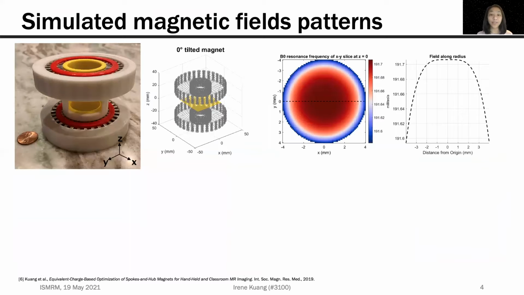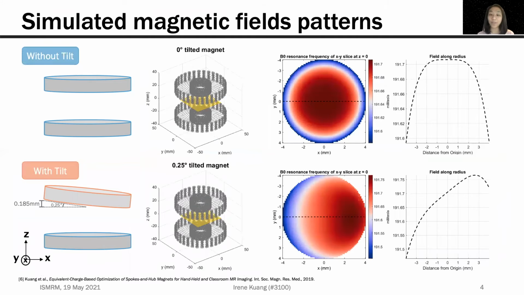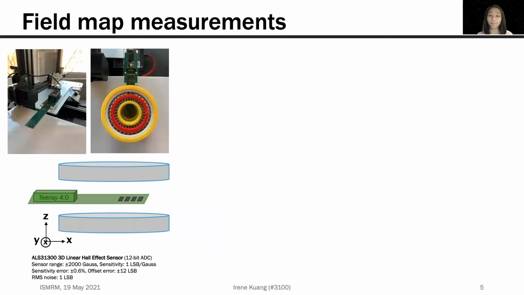As we just saw, the symmetry of the spokes and hub magnet produces a radially symmetric B0 field along slices in the Z direction within a desired 8x8 millimeter field of view. However, with a small quarter-degree tilt along the X or Y axis of one of the magnet hubs, or a total displacement of less than 200 microns, we can produce a spatially discriminating field gradient. The simulation here shows that this change in magnet geometry results in a departure from radially symmetric field patterns and the appearance of an approximately linear gradient field of 29 millitesla per meter when moving along the tilt direction.